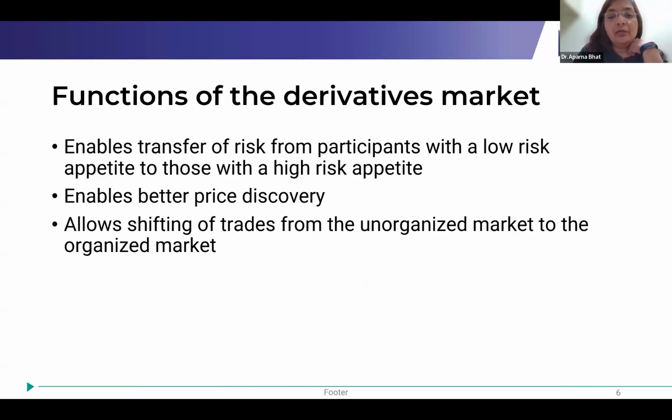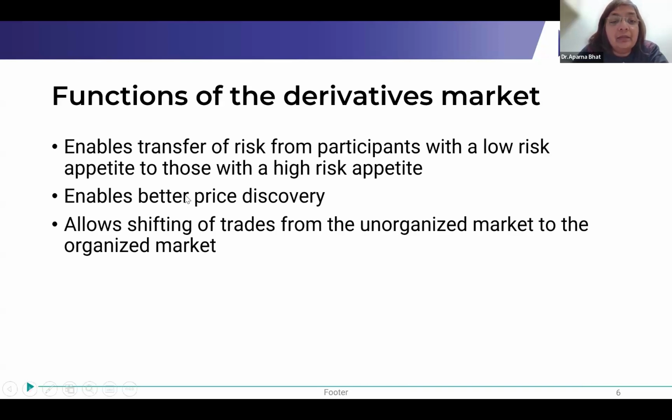The basic purpose of derivatives, why this market came into existence, was to enable transfer of risk from participants with a low risk appetite to those with a high risk appetite. There are all kinds of people in the world. Some people are risk averse, meaning they don't like risk and want to minimize it. And there are other people who just love risk and like to embrace it, because they know that the higher the risk you take, the higher the profit you stand to make. So the derivatives market enables low risk appetite people to minimize their risk by transferring it to those who are ready to bear that risk.